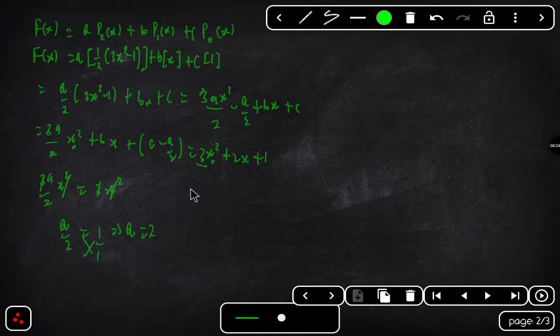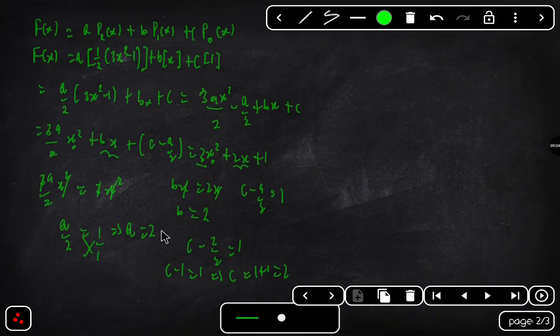Now let's find the value of b. Okay, so you can equate bx to also be equal to 2x. All right, so we have bx is equal to 2x. So definitely the value of b is equal to 2. And last but not least, c minus a over 2 will be equal to the only constant here, which is 1. And then we already know the value of a, which is 2. So we're going to have c minus 2 over 2 is equal to 1. And 2 divided by 2 will give us 1. So we have c minus 1 is equal to 1. Then therefore c will be equal to 1 plus 1, which is also equal to 2.